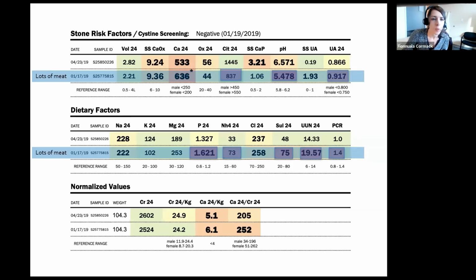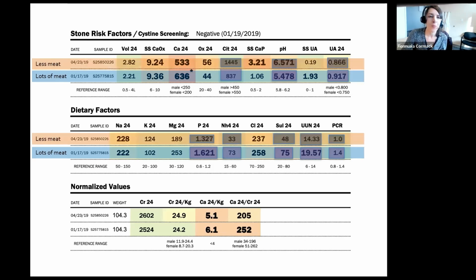And so, what I want to point out is the citrate before and after a reduction in intake of animal protein. So 837 with a lower pH, but then with less meat intake, you see everything go the other way. So lower protein intake as reflected by the dietary factors, and then higher urinary citrate and higher pH.